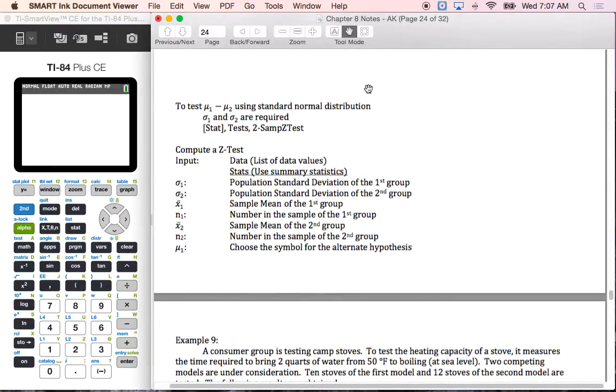So here would be our two sample z-test if we know our sigma. Again, we do a two sample z-test if we know our sigma. So it's pretty much the exact same thing except you have to do two of everything. Two sigmas, two x bars, two n's.